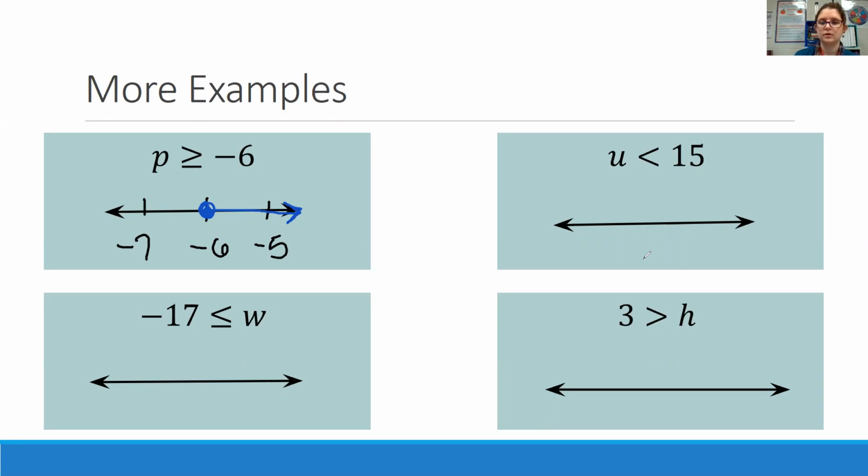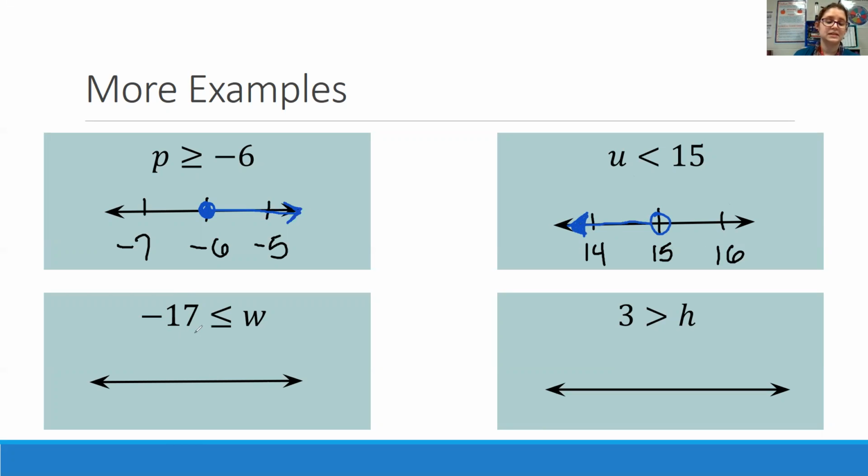The next one, U is less than 15. So I'll put 15 in the middle. One smaller, 14. One larger, 16. Is 15 less than 15? That is not a true statement, so I'm going to use my open dot. My less than numbers would be towards the 14, so I'm going to shade in that direction. Okay, next example.